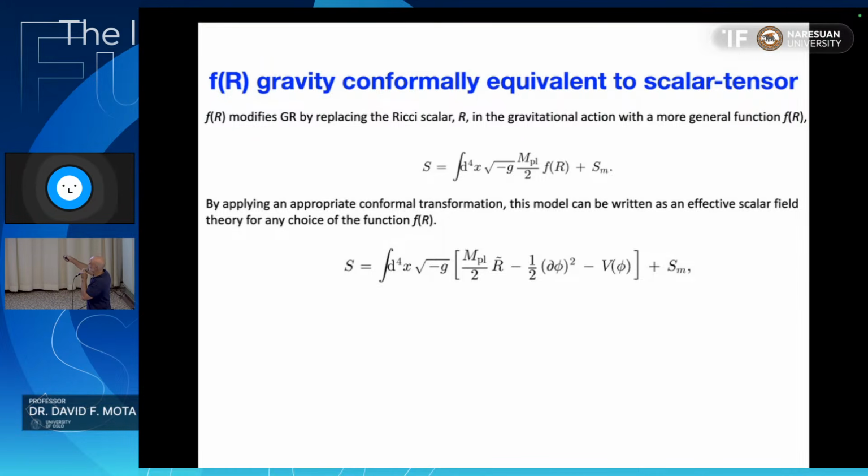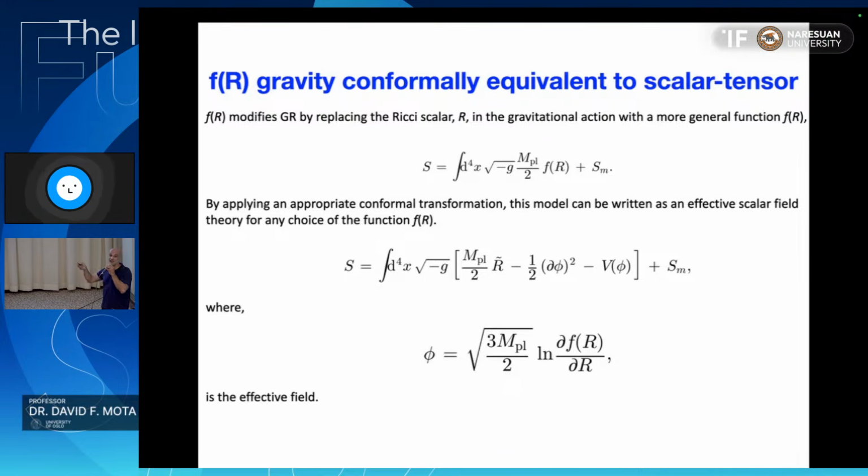I can choose a conformal transformation where instead of having f of r, I will have r, a modified one, a scalar field which has a kinetic term and a potential term, and then a coupling to S_m. And this transformation is this one. That's quite easy to do. You can do it in 20 minutes. Okay? You can do it tonight. So if you choose a phi which has this expression here, the log of df of r, you can rewrite my action like this one here.